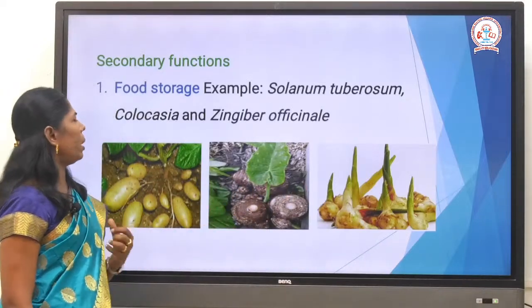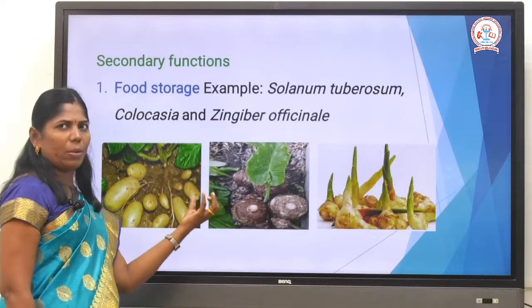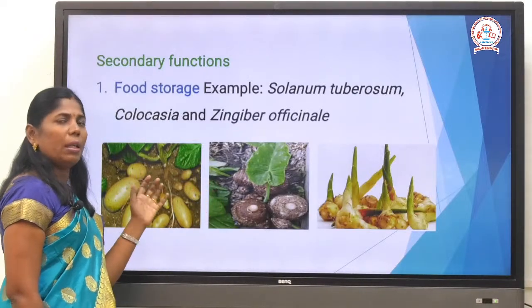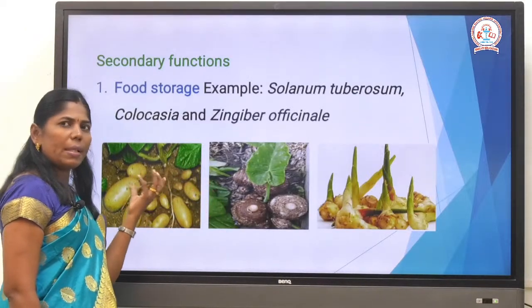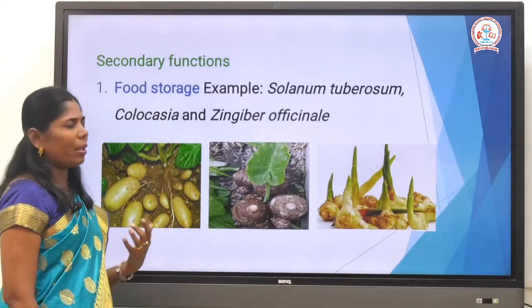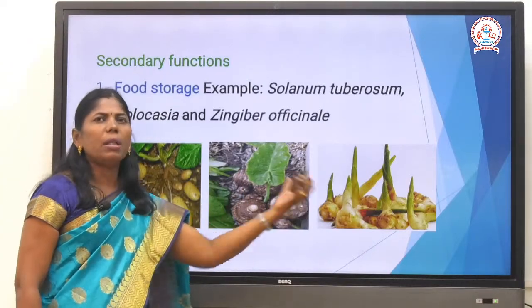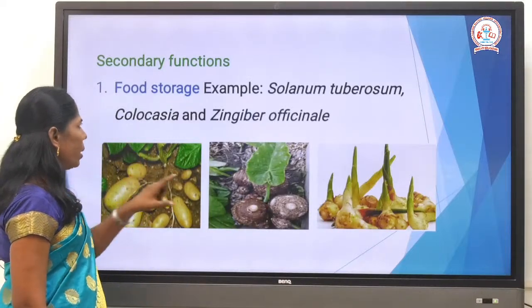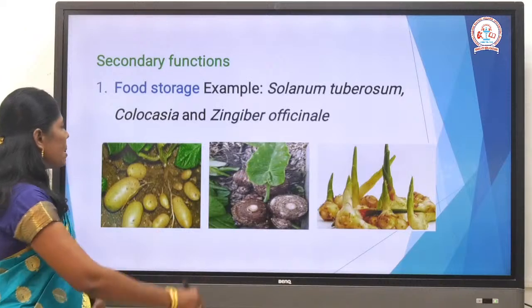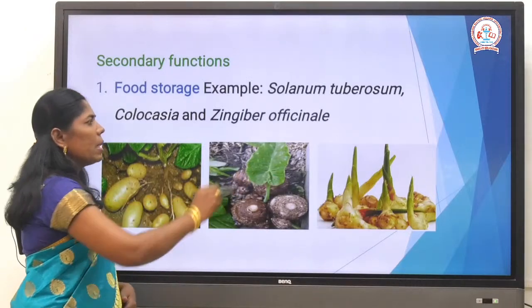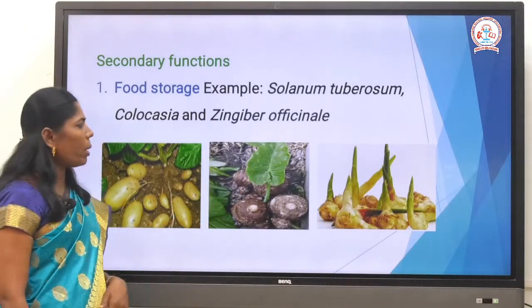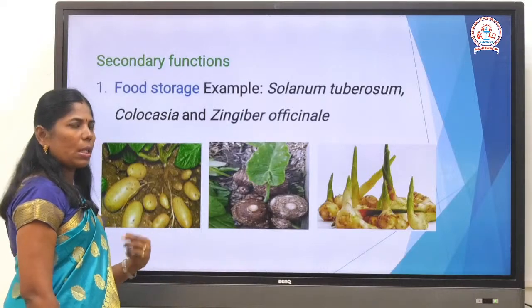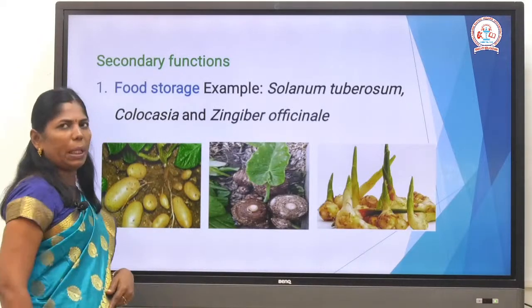These are stem tubers. Okay, they can store the food materials. This is not only used for giving support, they can store the food materials. Okay, these are all vegetatively propagated vegetables. Vegetatively propagated plants. So one is Colocasia, and this is Solanum tuberosum, that is Zingiber officinale. So how do they undergo vegetative propagation? With the help of the axillary and the terminal bud.